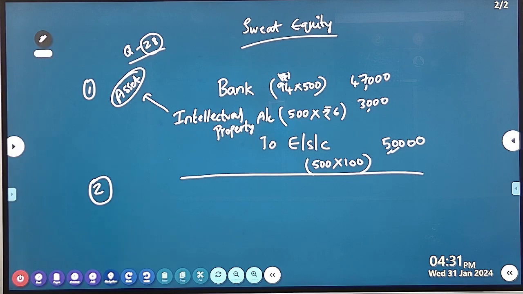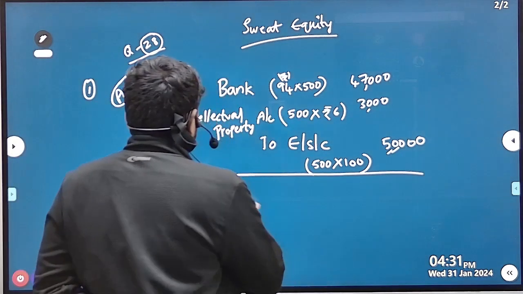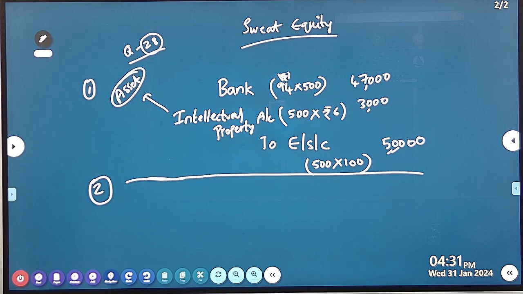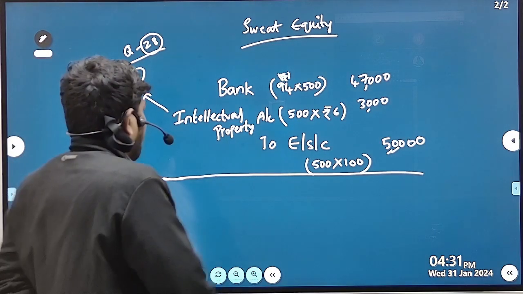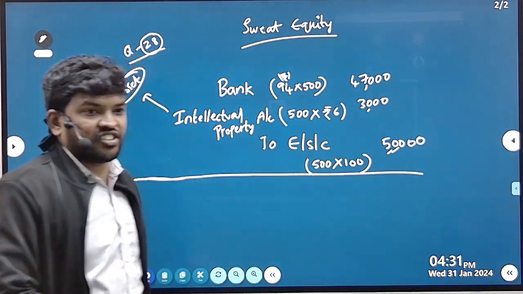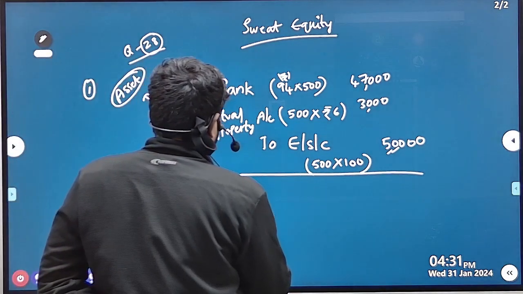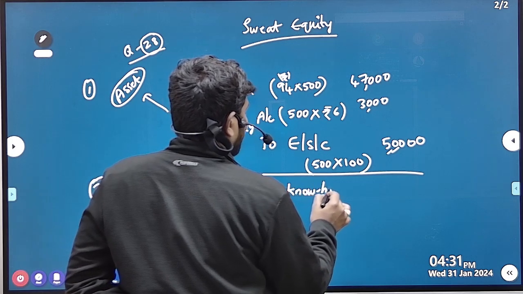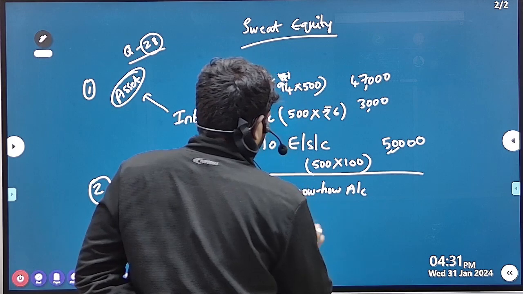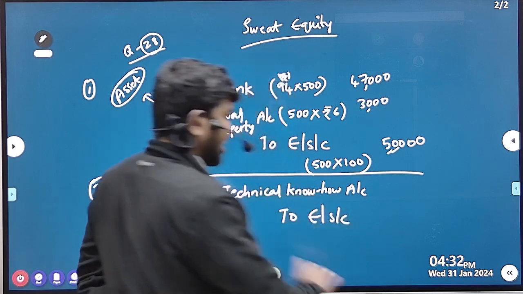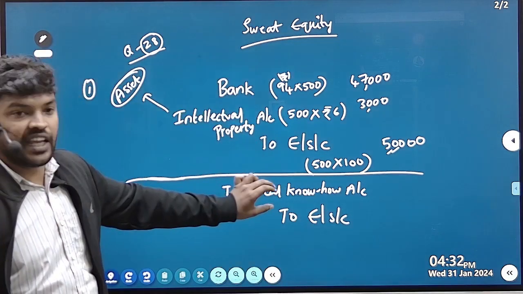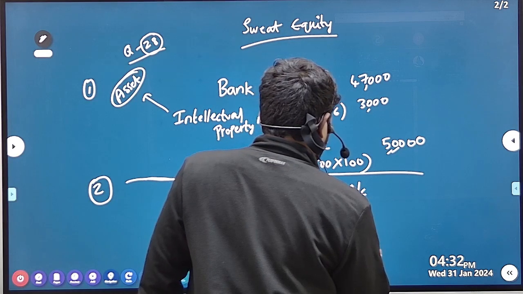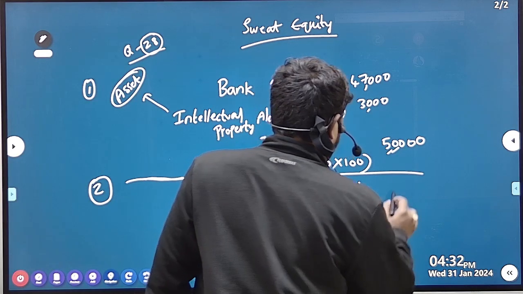Similarly, second entry. What is the second entry? 800 sweat equity shares allotted at par, in consideration of technical know-how. So they are not receiving any cash. Technical know-how account debit to equity share capital. Instead, they are receiving the total amount in the form of technical know-how. How much? 800 into 100 rupees, total 80,000.